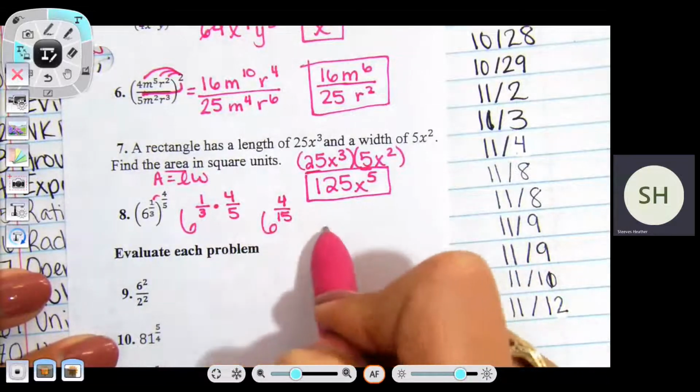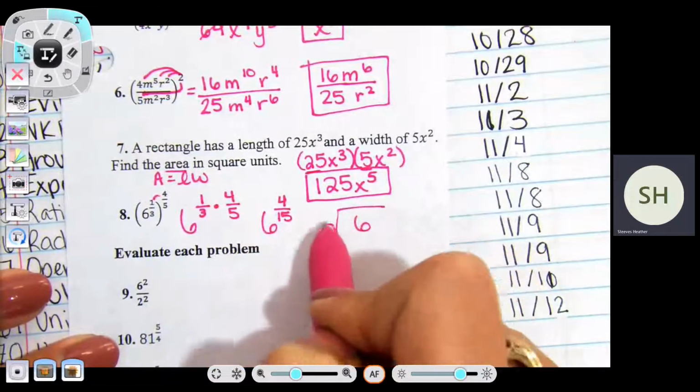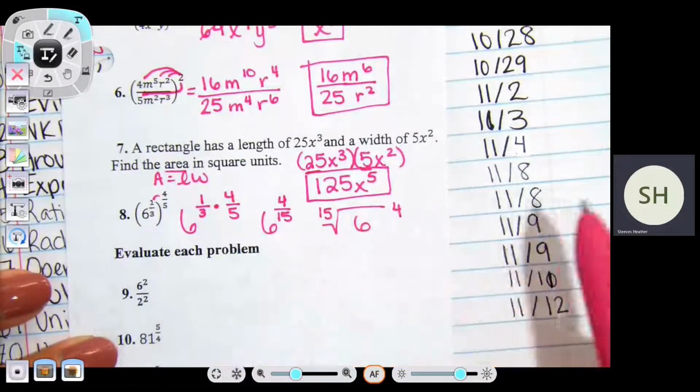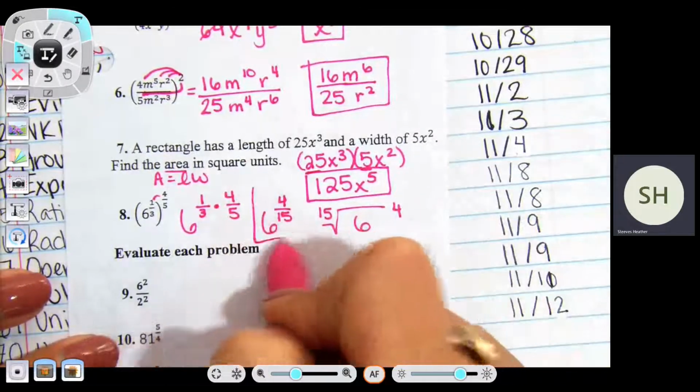You could put this technically in radical form too if you really wanted to. You could say 15th root of 6 raised to the 4th power. Either one of those is fine. I'm just going to stop here.